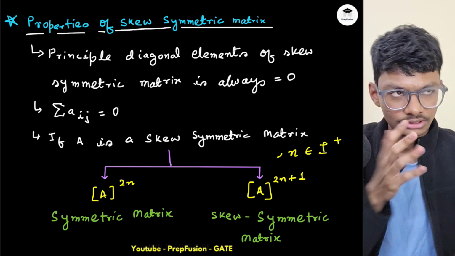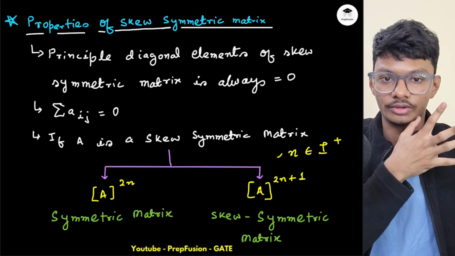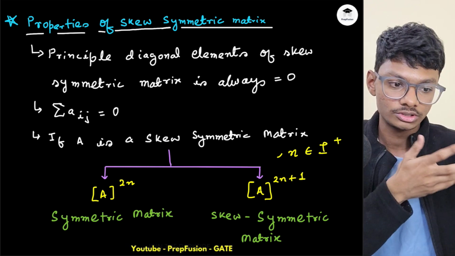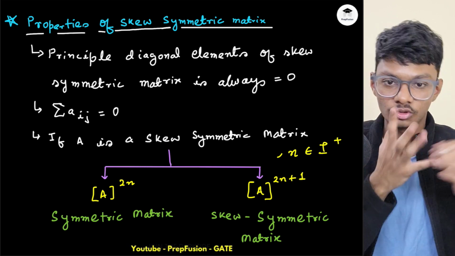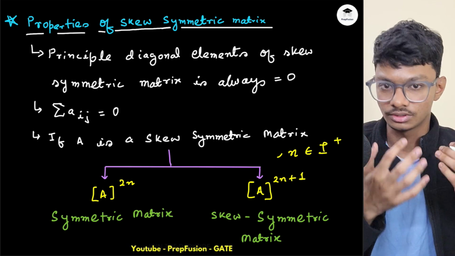You can remember that A equals minus A transpose. If I do A square, it will be minus squared, which is positive. So if it is positive, then again it will follow A equals plus A transpose. It is just an analogy. Okay, it is just an analogy.